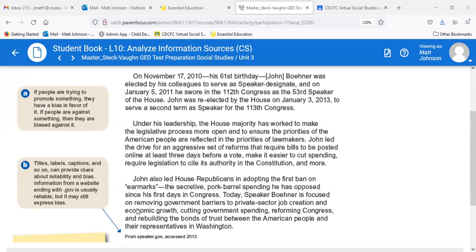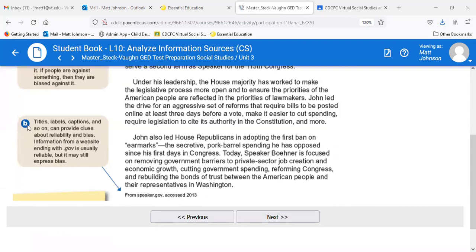Secondly, section B says titles, labels, captions, and so on can provide clues about reliability and bias. Information from a website ending with .gov is usually reliable, but it may still express bias. And this is a perfect example. So .gov means that's the official website of whatever institution or branch of government you're looking at, like Whitehouse.gov. Anything like that means it's the official account of that organization. Here, it was written by speaker.gov, the official website for the Speaker of the House.